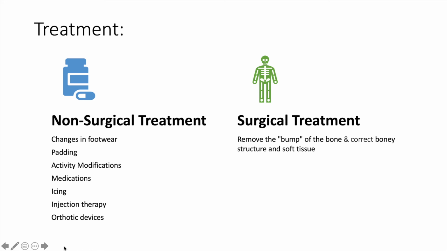Each different case of a bunion varies from person to person, and some are more severe than others. More severe cases require treatment, including non-surgical treatment and surgical treatment. The types of non-surgical treatment include changes in footwear, padding, activity modifications, medications, icing, injection therapy, and different types of orthotic devices. The surgical treatment involves the removal of the bump of the bone and correcting bony structure and soft tissues.